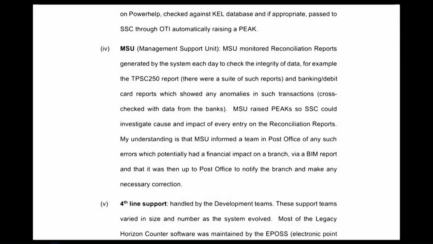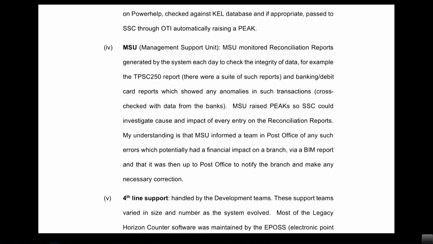More broadly, if we look, please, at paragraph 53 of your witness statement, you address a range of situations in which the Post Office would have been informed in relation to the operation of Horizon. So that's page 17, please.